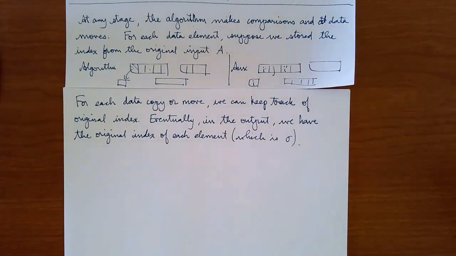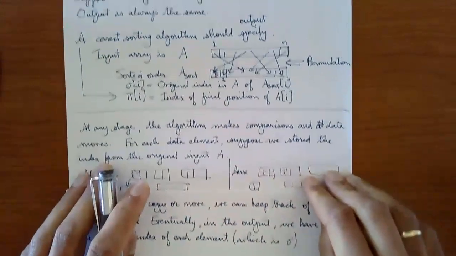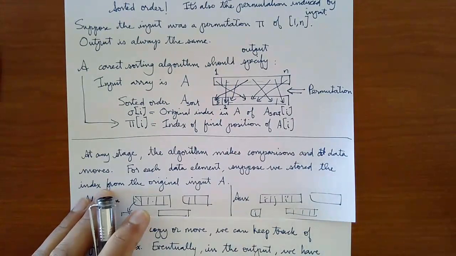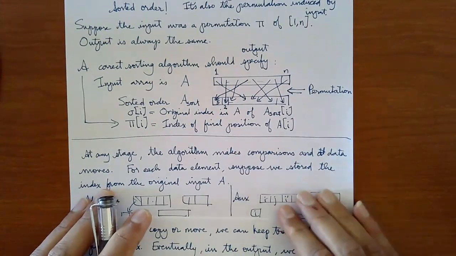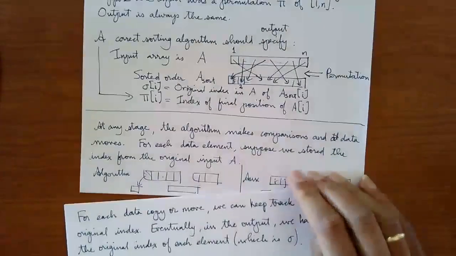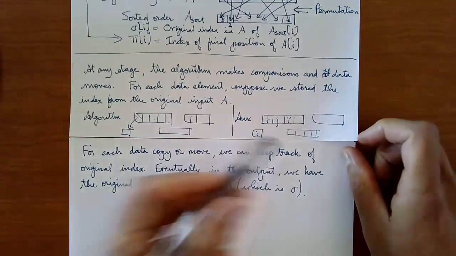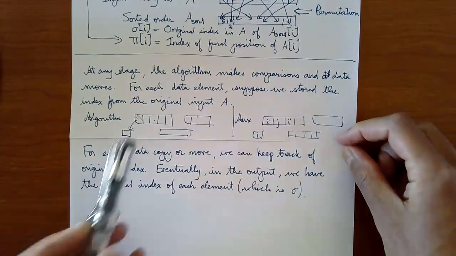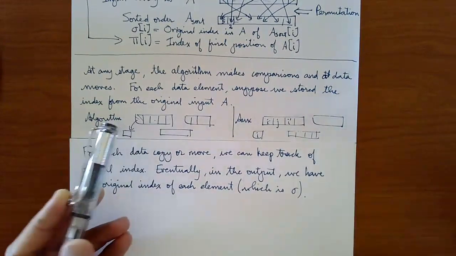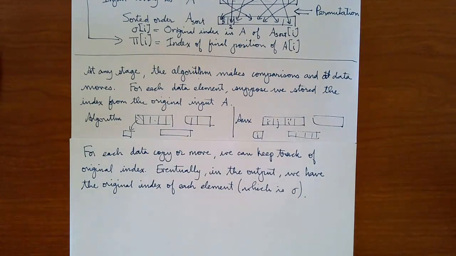Okay, so any questions about what we have so far? So what does all of this discussion say? What this discussion does is to say, whenever you have a correct sorting algorithm, you're computing sigma as you go along, just by this process that I described here. So sigma is also being computed, because for every data copy or move, you can keep track of the original index with a constant factor running time overhead.